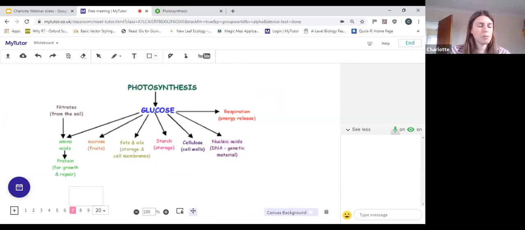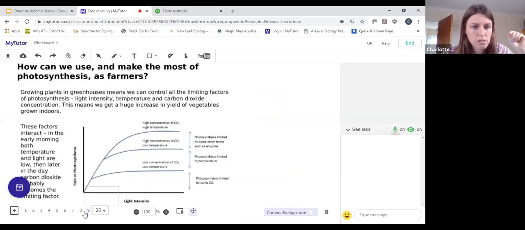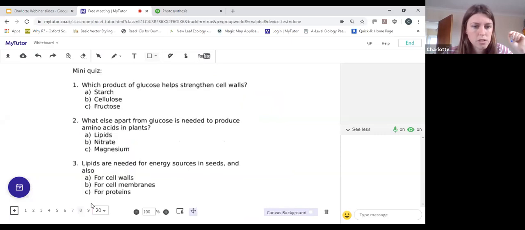A few people are asking about the mini quiz as well. So the answer for question 3 in the mini quiz was lipids for cell membranes, which I think was B. Let me check real quick. Sorry, guys. Yes, so lipids are needed for cell membranes, so B.